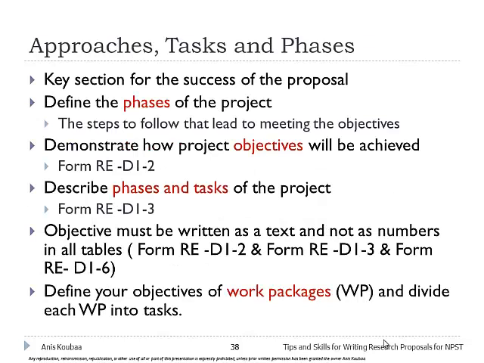Okay, so the first part in the MPST model is to specify the approaches, the tasks, and the phases. And this is a key section for the success of the proposal. We have different forms at this level to define the phases. The phases of the project are pretty much similar to the work packages that we defined in the objectives, and demonstrate how the project objective will be achieved. I'm going to show you the different forms. You can even use them in other types of projects if you want, or just use them as guidelines for writing your approaches in other templates.